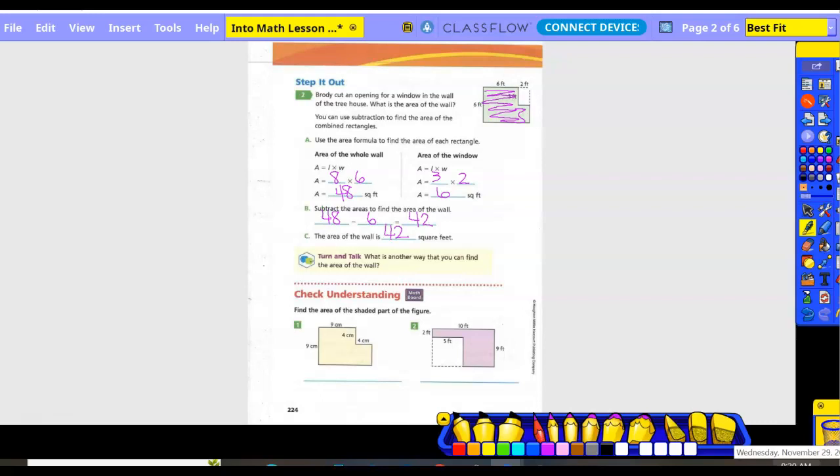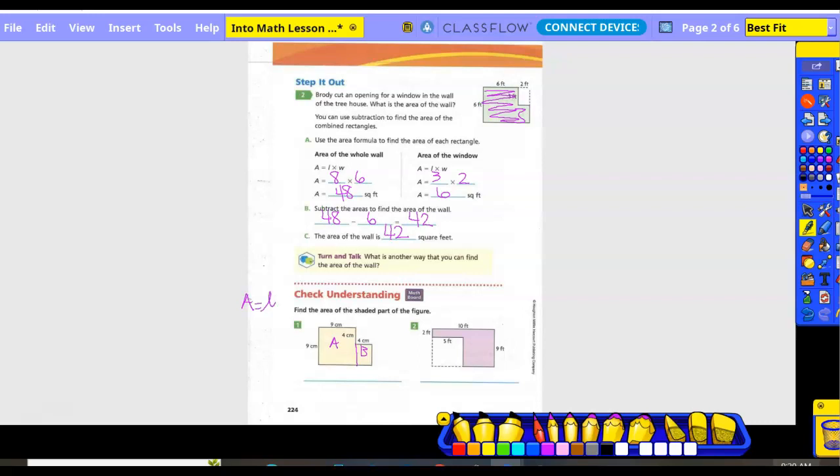Okay, so we can do these 2 different ways. We can do the whole thing and then subtract, or we can find each section. So let's do this one with each section. Okay, so what are we going to do for A? Let's call this A and let's call this B. Okay, so for A, what's our formula?